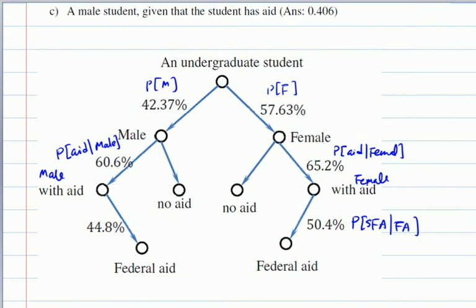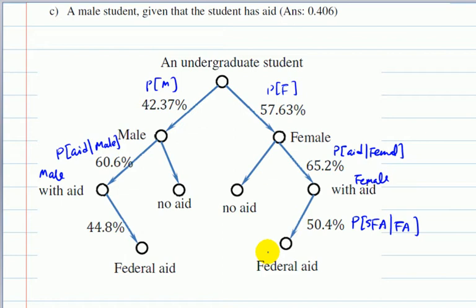So as usual, I suggest you draw a tree diagram here. For example, given a randomly selected undergraduate student, there's this percentage and this percentage for being female and male. If it's a male student, there's this percentage of getting financial aid, and then another branch for getting federal aid. So there are 4 levels here for the tree diagram, compared to the previous one, which had only three levels, right?